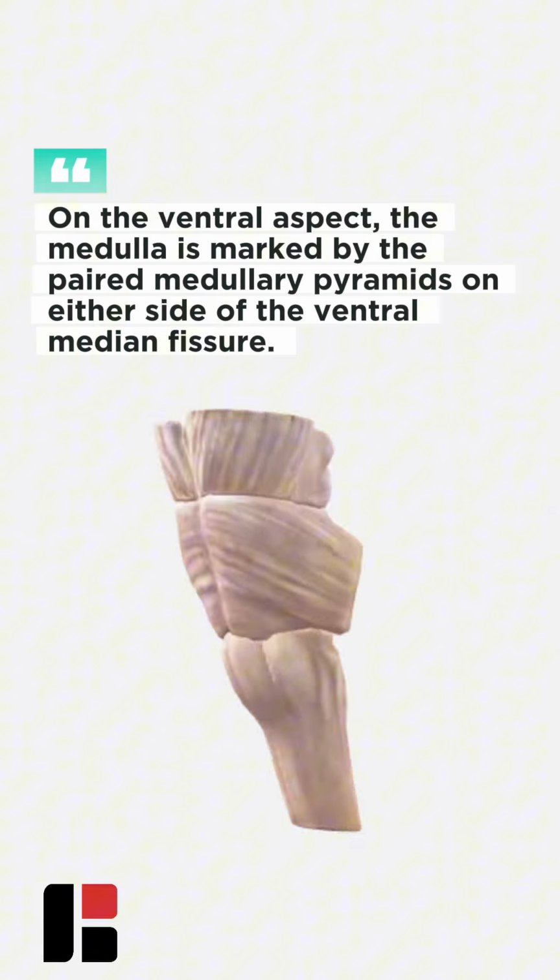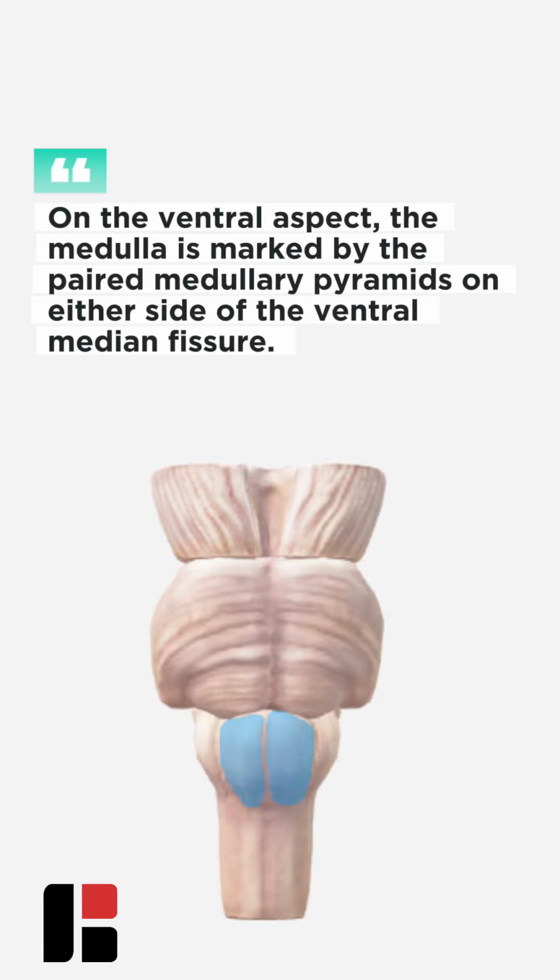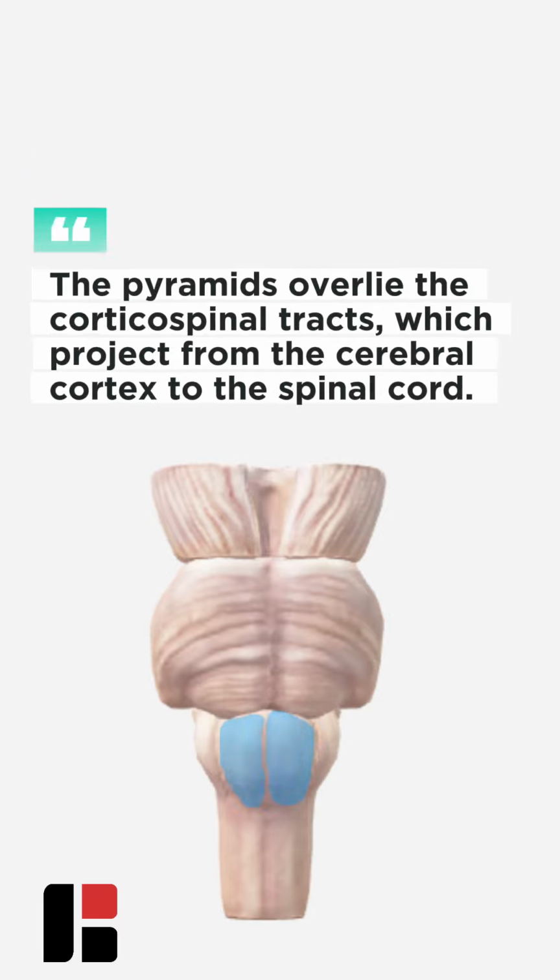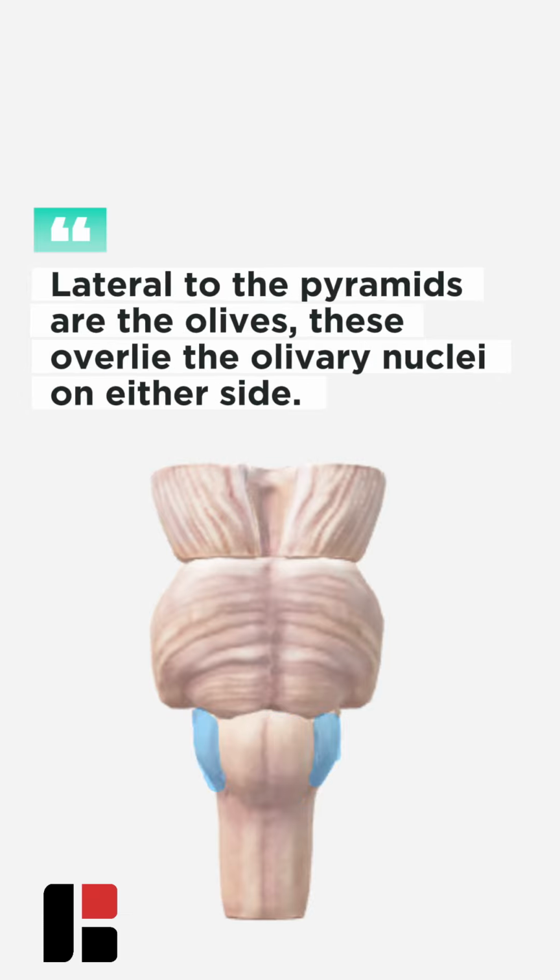On the ventral aspect, the medulla is marked by the paired medullary pyramids on either side of the ventral median fissure. The pyramids overlie the corticospinal tracts, which project from the cerebral cortex to the spinal cord. Lateral to the pyramids are the olives. These overlie the olivary nuclei on either side.